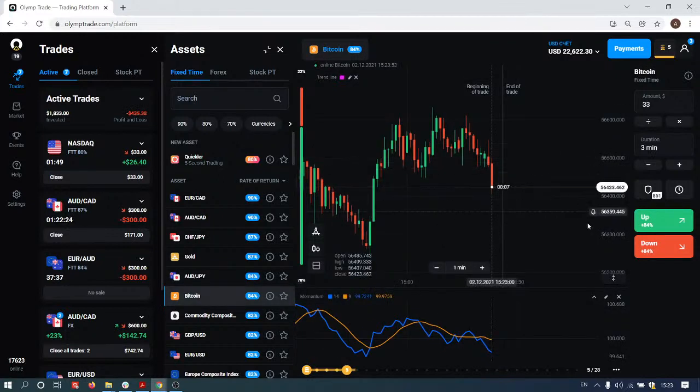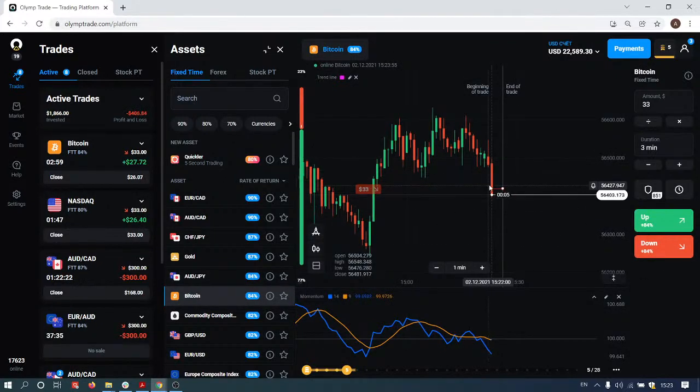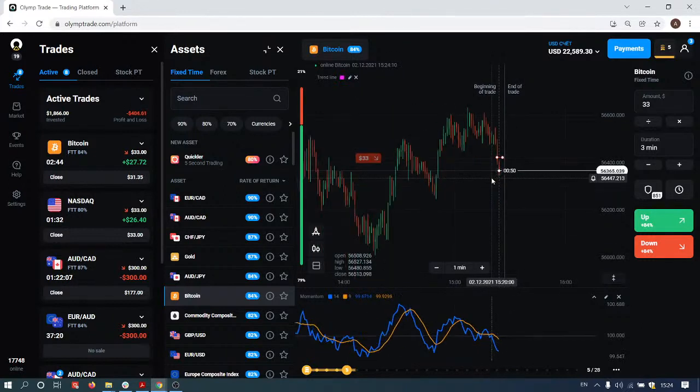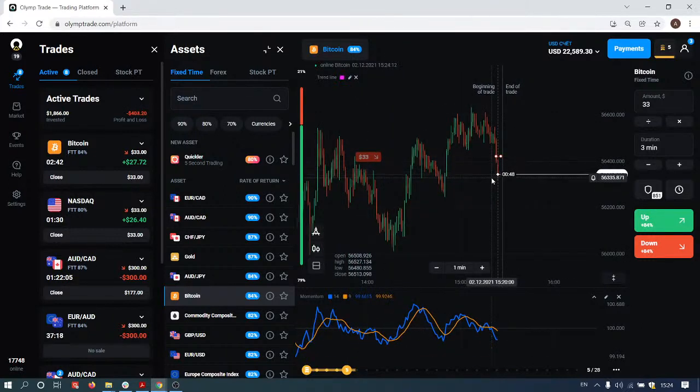So sometimes, guys, Bitcoin downwards, we just crossed. Setup number 2 crossed the 100 line with this orange line. This crossing happened in the downwards direction, pointing downwards, and thus we open a trade downwards.